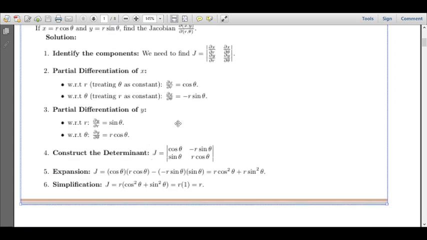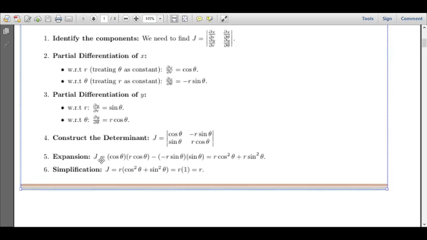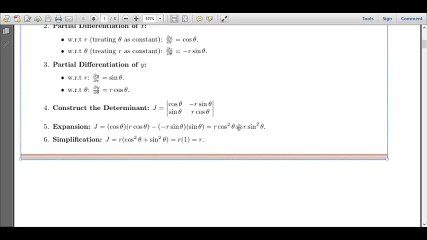So J is equal to ∂x/∂r, ∂x/∂θ, which is cos θ, minus r sin θ, right? And ∂y/∂r, ∂y/∂θ, which is sin θ, r cos θ. Expand the determinant, ad minus bc: cos θ into r cos θ minus r sin θ into sin θ, which is r cos² θ plus r sin² θ. Taking r common, r into (cos² θ plus sin² θ). By the trigonometric identity, cos² θ plus sin² θ is equal to 1. This gives r.